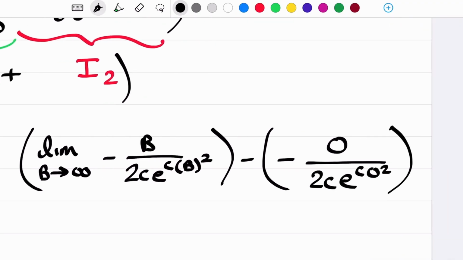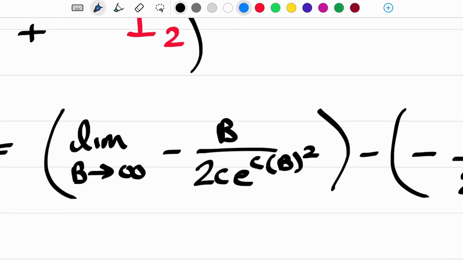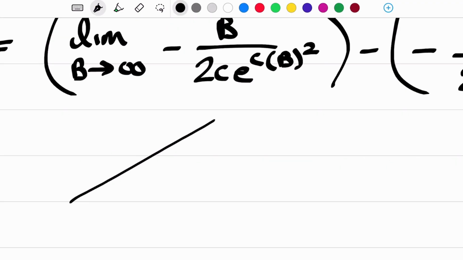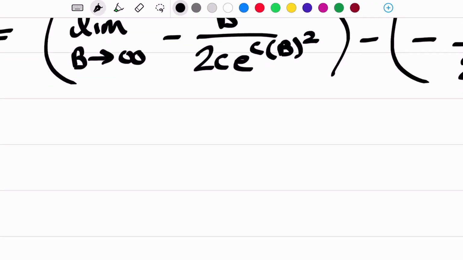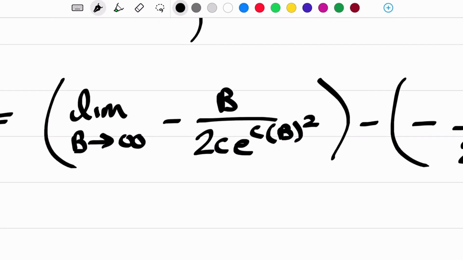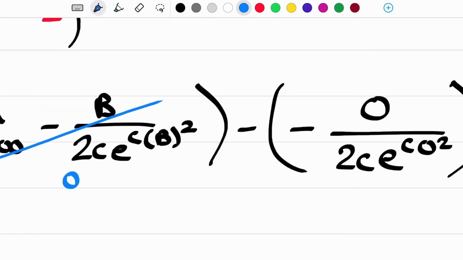Now, how do we evaluate this? Well, this first term is going to be the trickier term to evaluate. As b goes to infinity, this top term grows linearly. It's just b. Originally, it was just u. It was a linear equation. It'll approach infinity. But the bottom, e to the c b squared, is an exponential that's going to be growing very fast, a lot faster than the top. And so as b gets larger and larger, this entire term does go to 0.